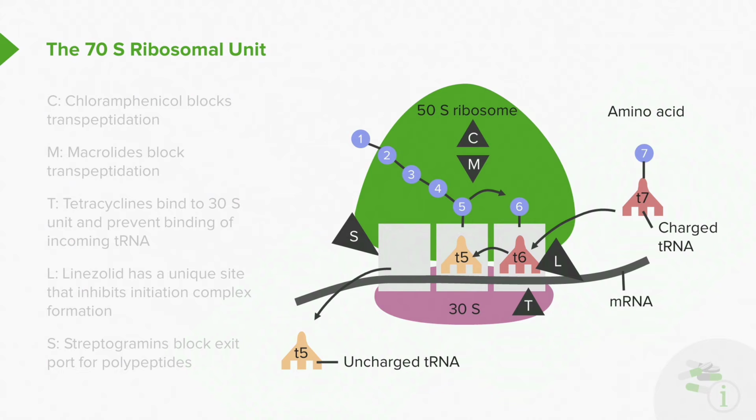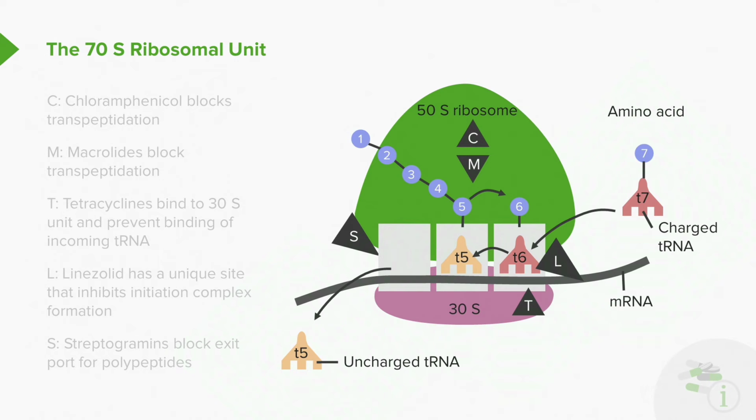Let's go on to the 70S ribosomal unit. The 70S ribosomal unit is made up of the 50S and the 30S units. Now, this is a hamburger. Think of it as a hamburger bun. So the 50S is the top of the bun and the 30S is the bottom of the bun. The 30S is smaller and flatter, the 50S is bigger and puffier.